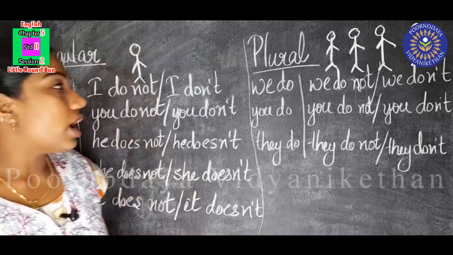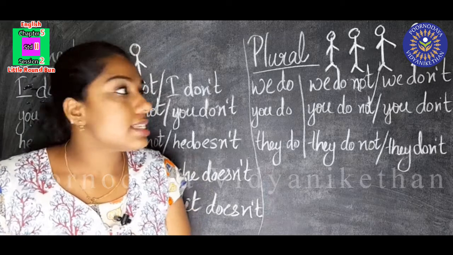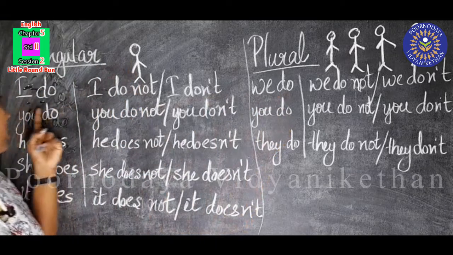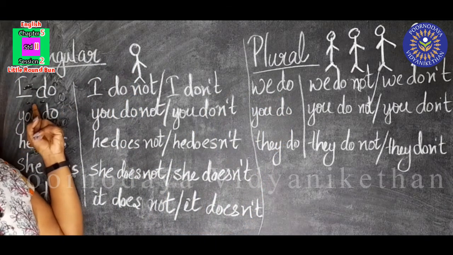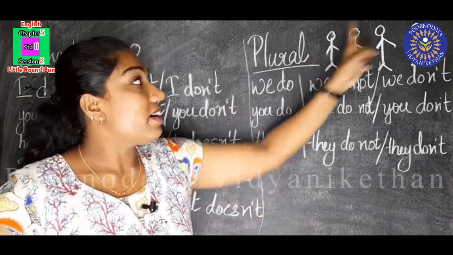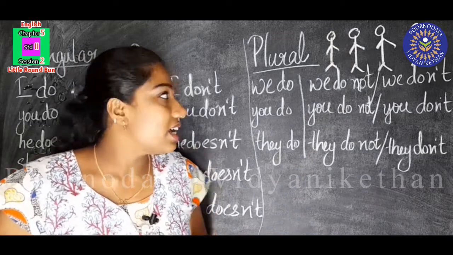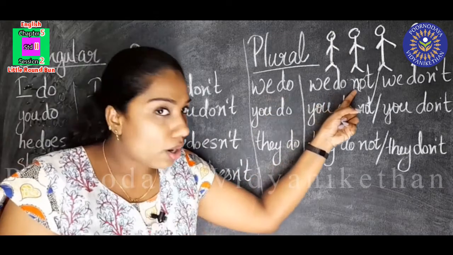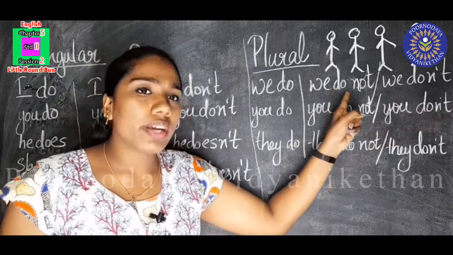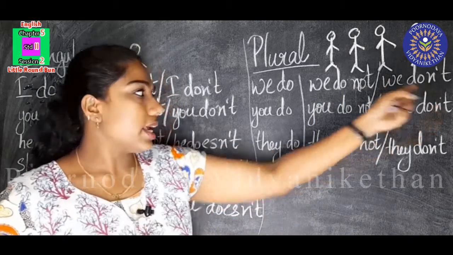Do you understand? Now, when we speak about plural subjects in simple present tense, we can say we do. Here it is I do, because I am only one. We do means here are a lot of people, me and you together, we, isn't it? We do, we do not, or we don't. We can say we don't for we do not. Both are same.